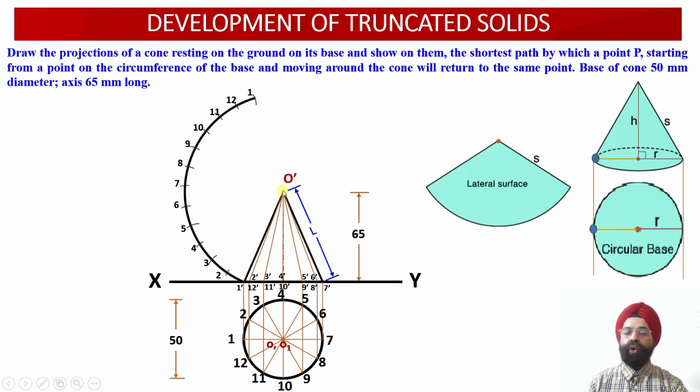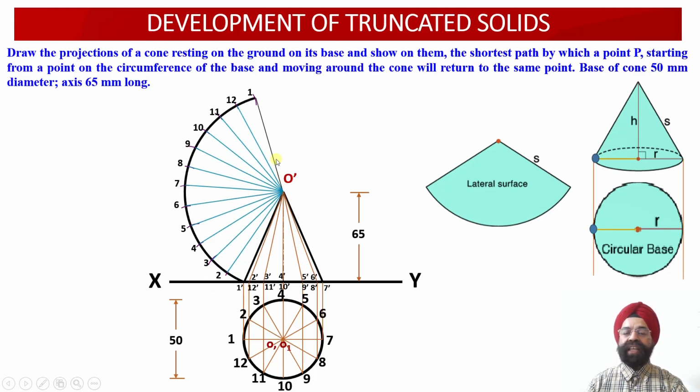Having marked all these 12 points alongside this arc, the apex point O is already available with us. So now what can we do? We can join all the slant generators starting from point O with all the 12 points of the base over here. This way, the development of the uncut cone has been obtained over here.